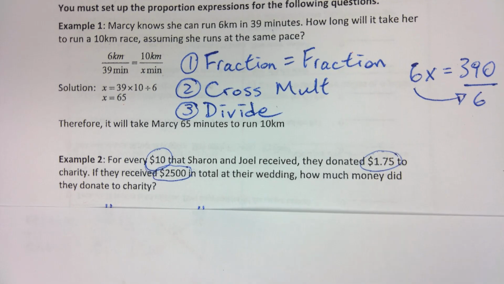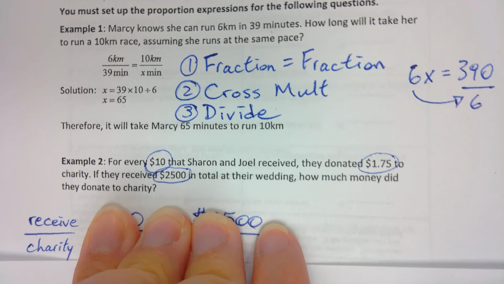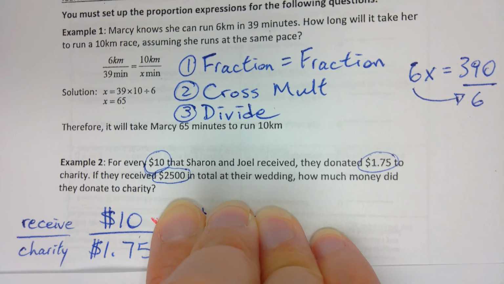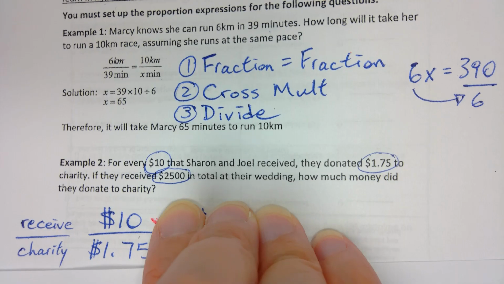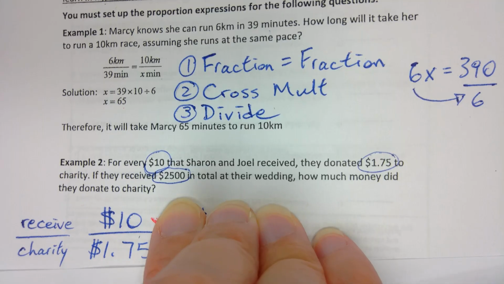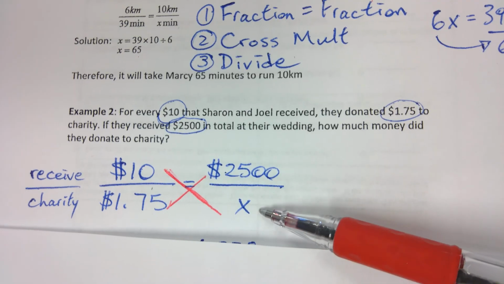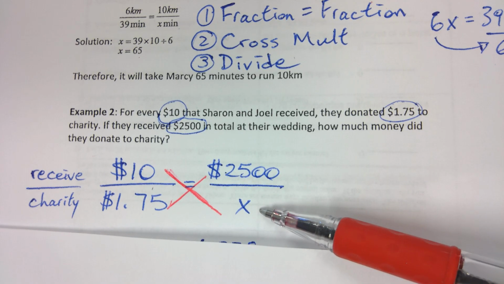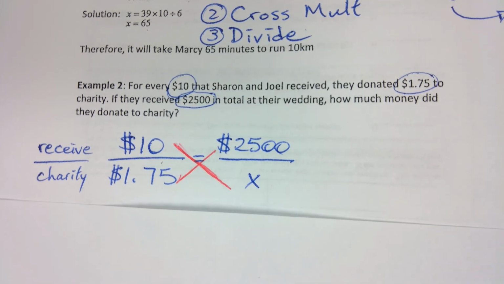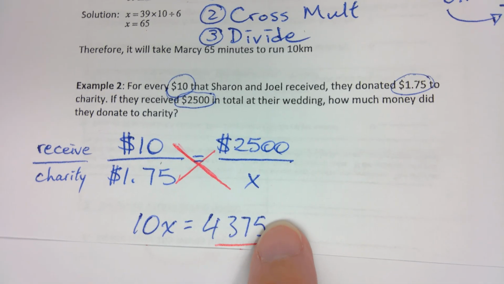Okay. So if you set it up as the receive over charity, then you have $10 receive over $1.75 charity. So on the right side, 2,500, am I putting it on the top or on the bottom? Vincent? Top, because it's how much I receive. What do I not know? How much I'm donating. So that I'm going to give it an X. Okay. Cross multiply and divide. So 10 times X, 10X. 175 times 2,500, you get this.